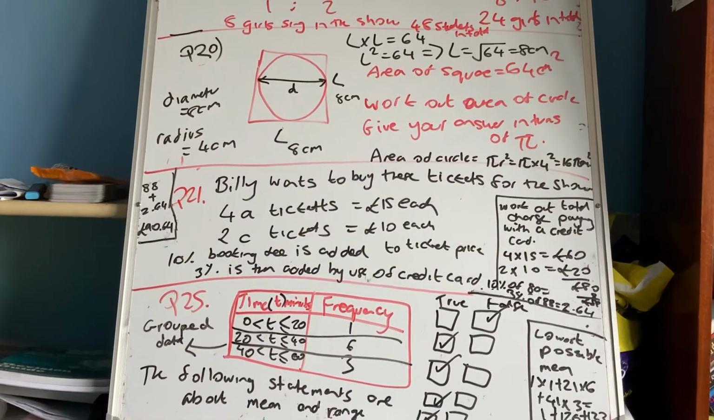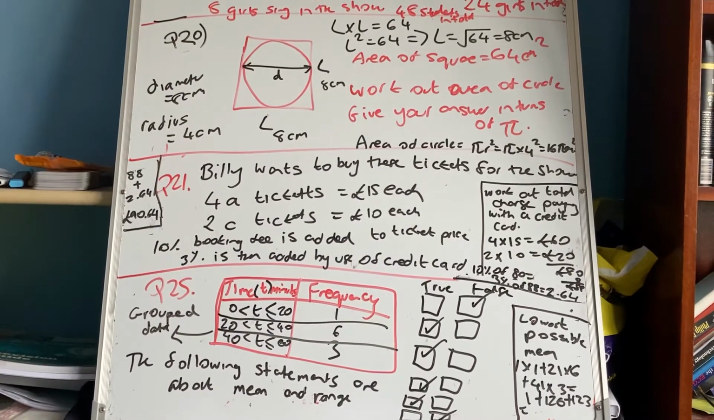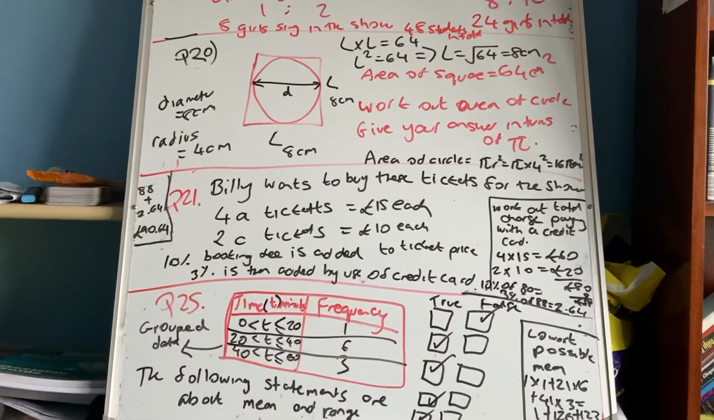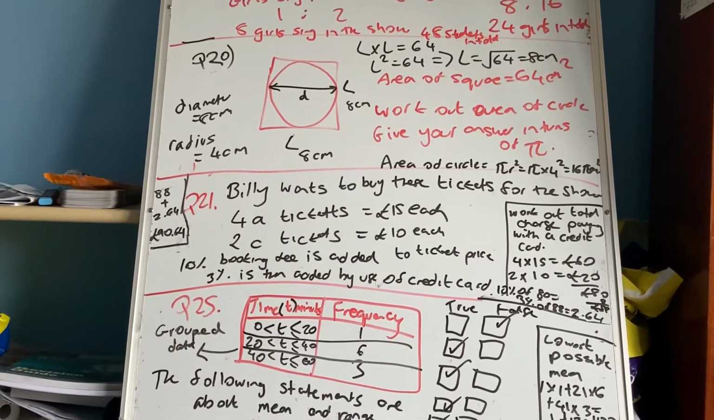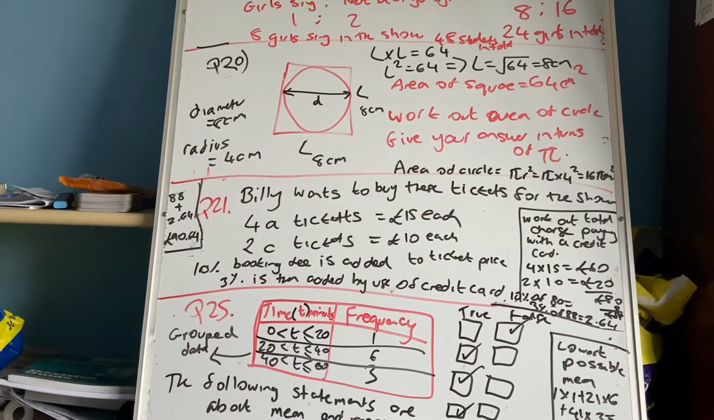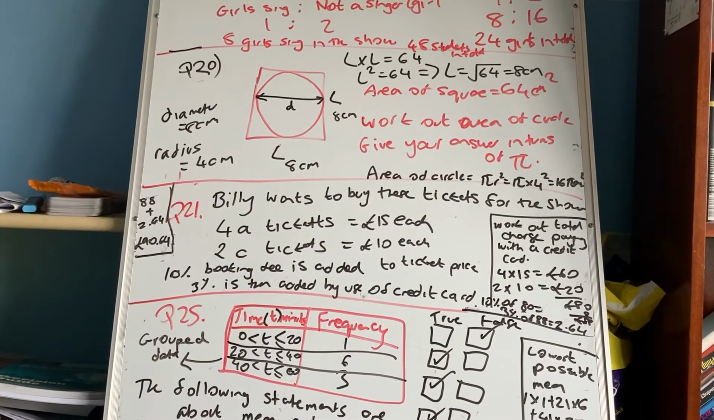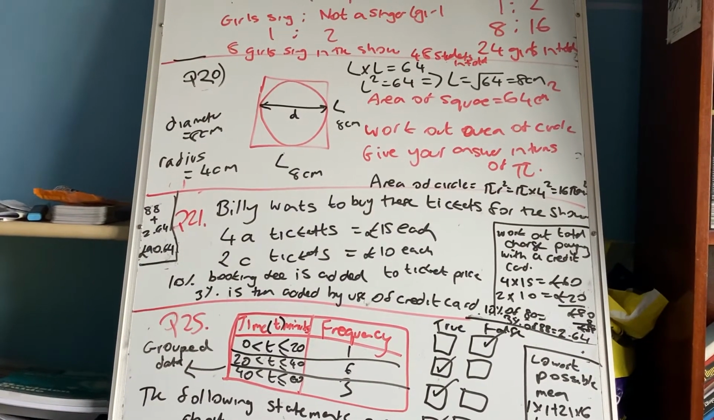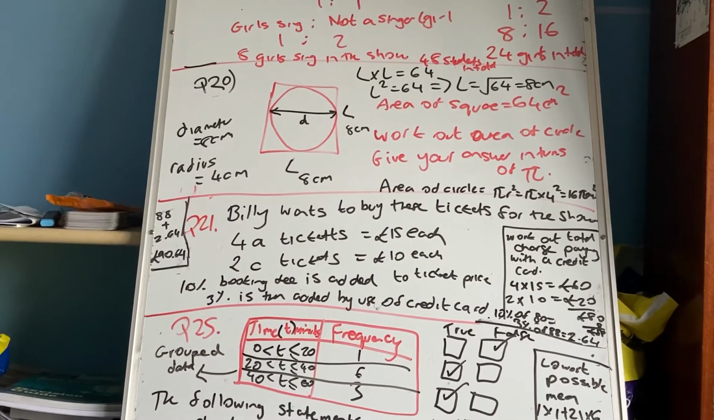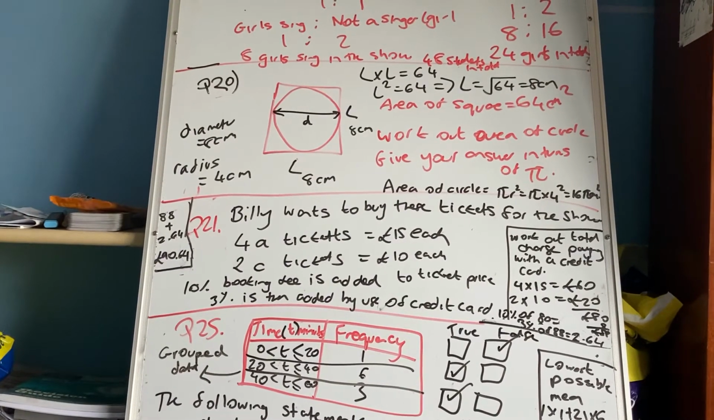Right, guys, question 21. Billy wants to buy these tickets for the show. 4 adult tickets cost £15 each. 2 child tickets cost £10 each. And then it says 10% booking fee is added to the ticket price. 3% is then added for use of a credit card. And the question says, work out the total charge paying with a credit card.